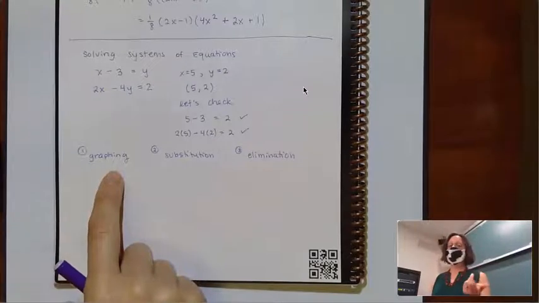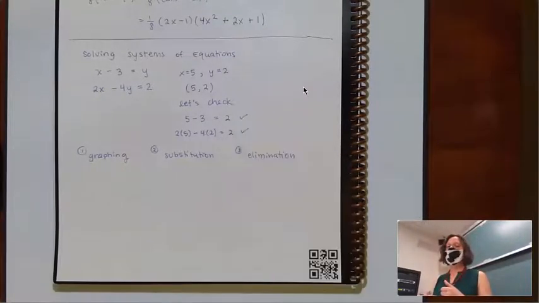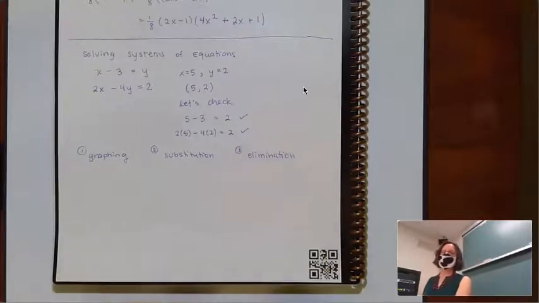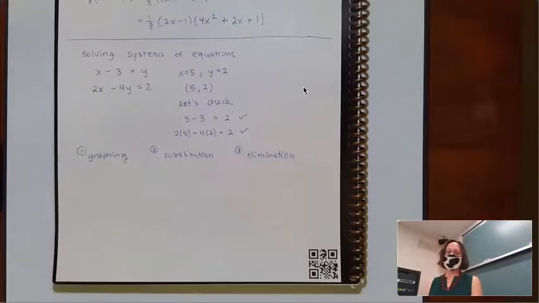Oh, right. So there's a question in the chat about how I got the 5 and 2. We'll get there. I started by giving you the answer. So we'll get to where my 5 and 2 came from, but I gave us that answer. Now we're going to talk about how we could get it.